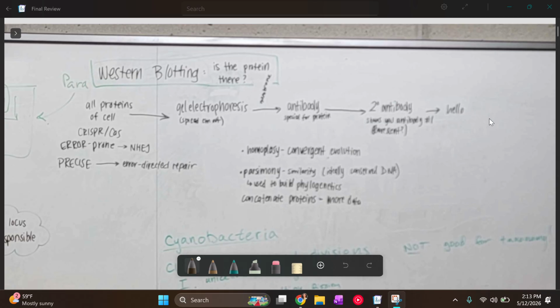And then you can see which one is fluorescent, some sort of visual representation that shows you where your protein is. So is it there? Yes, if it glows, or fluoresces to be proper.